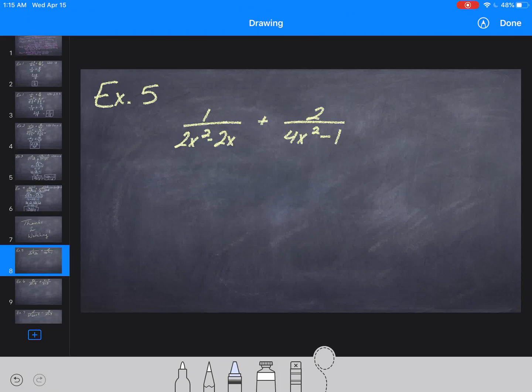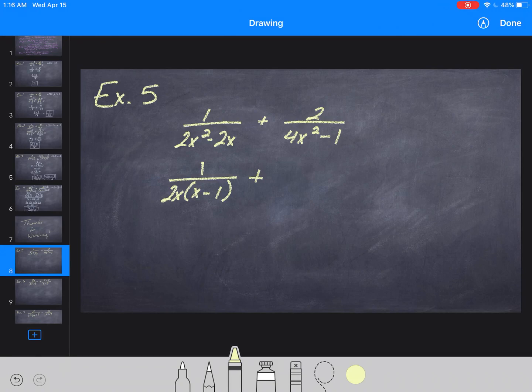Let's take a look at example 5. Our first step is to factor our denominators. So, if I were to factor my first denominator, I would use the greatest common factor. You can pause here to factor. I would then have 1 over 2x parentheses x minus 1.